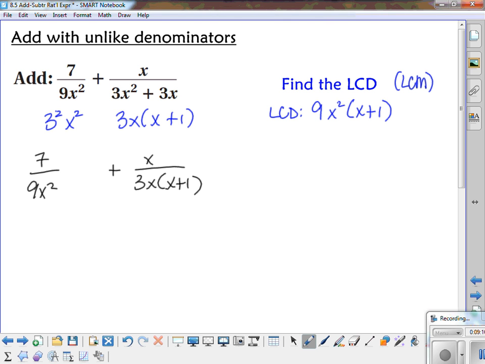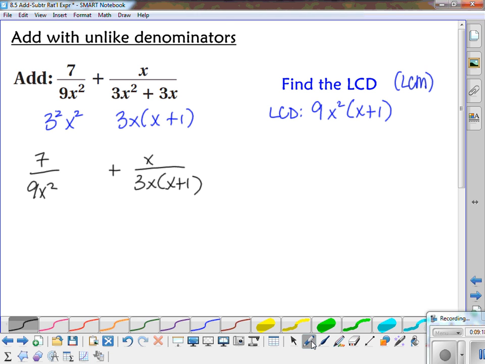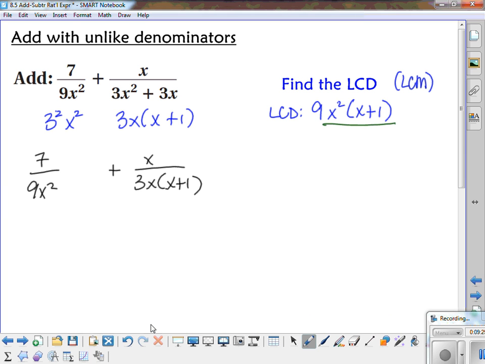Okay, so if I look at the 7 over 9x squared, I've got the 9x squared. What's missing? What do I need to have? I need to have 9x squared times x plus 1, right? So what am I missing from that first one? The x plus 1's missing, right? If I want the denominator to be 9x squared times x plus 1, I'm missing that, aren't I?